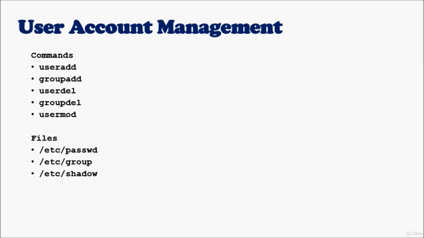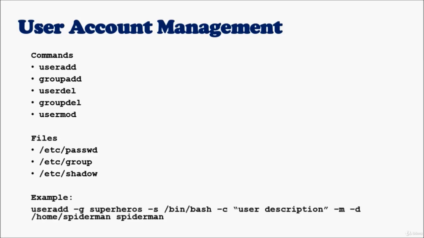The example to run a useradd command which includes all the parameters that you have to define is as follows. It goes with useradd -g to add a group, -s to give a shell environment, -c to define the user description, -m -d to define the user home directory, the user home directory itself, and the name of the user.